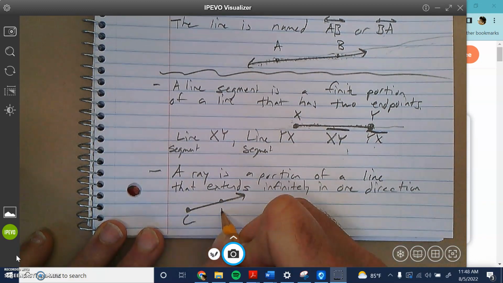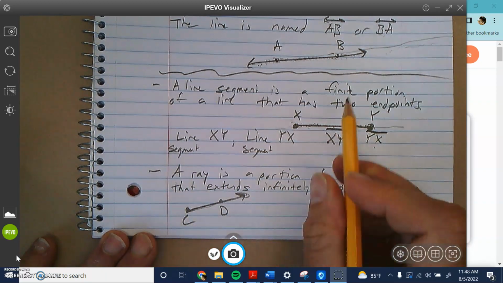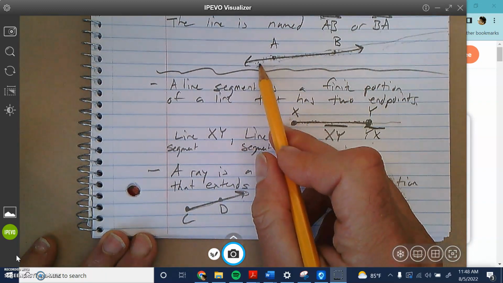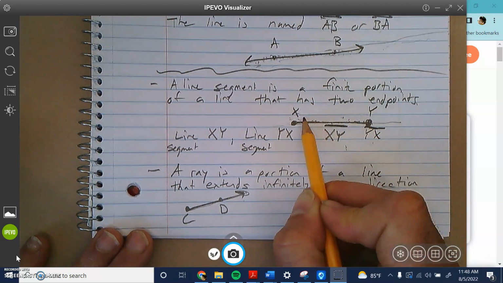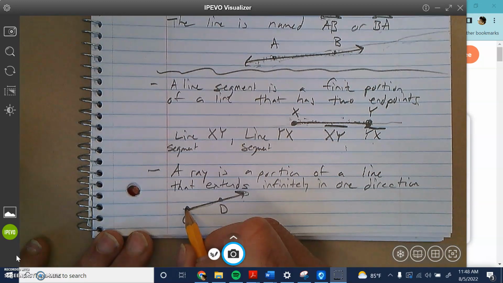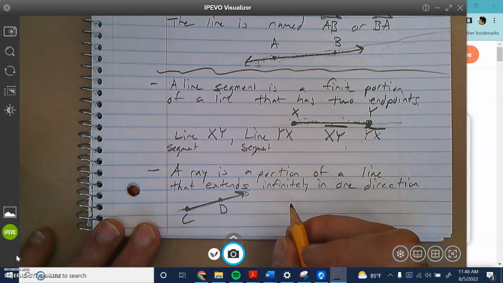So let's call that C, let's call this D. So it starts here and it goes infinitely in one direction. The line goes infinitely in 2 directions. This is not going infinitely, this one is finite right there. So it's finite here in this direction, but it's infinite in that direction. There we go.